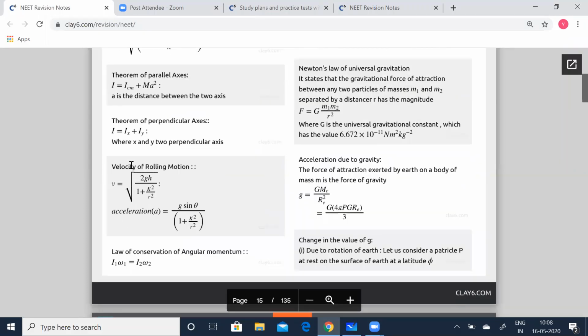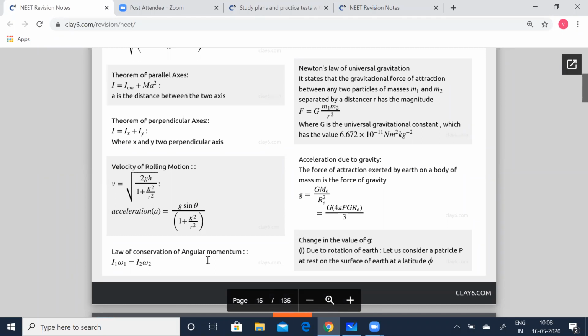Now coming to the velocity of rolling motion, V is given by the square root of 2gh divided by 1 plus k squared by r squared. And acceleration a is equal to g sine theta divided by 1 plus k squared by r squared.